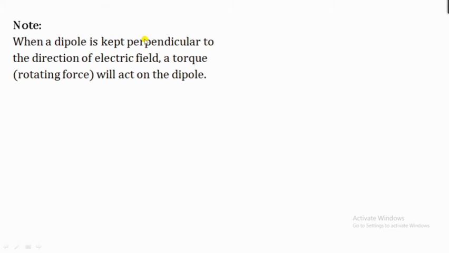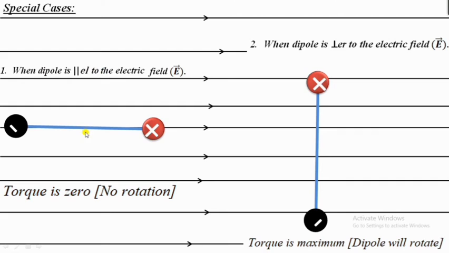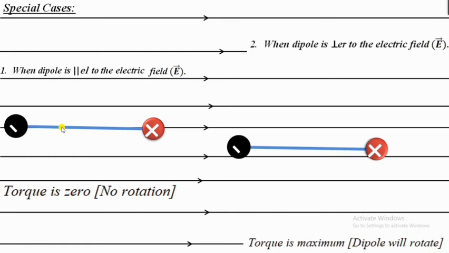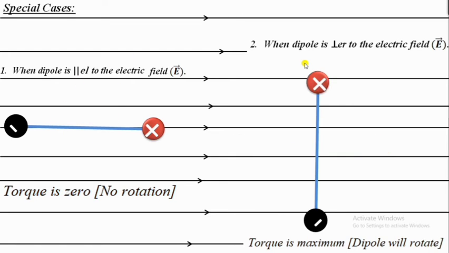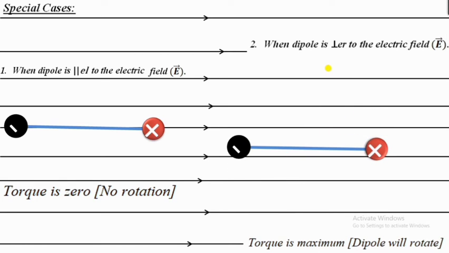So when the dipole is kept perpendicular to the direction of the electric field, a torque, a rotating force, will act on the dipole, and this torque will rotate the dipole and align it with the electric field, and at that time the torque becomes 0. This is the special case. So when the dipole is parallel, there will be no torque, but when we keep the dipole perpendicular, there will be maximum torque, and the dipole will rotate until it aligns itself with the direction of the electric field.